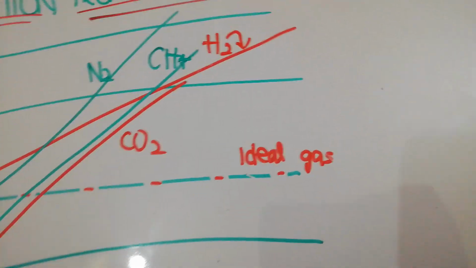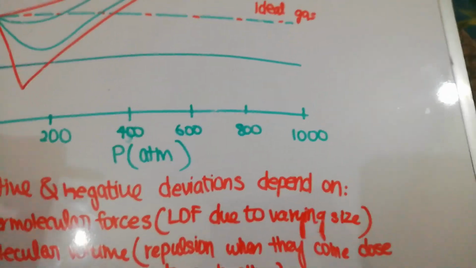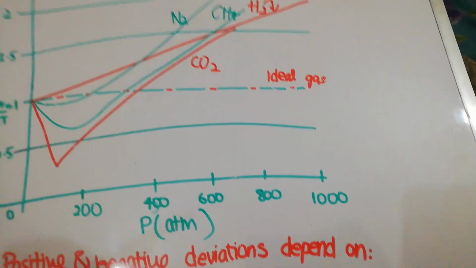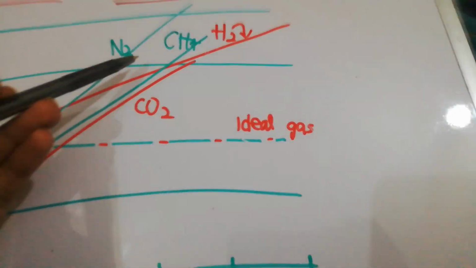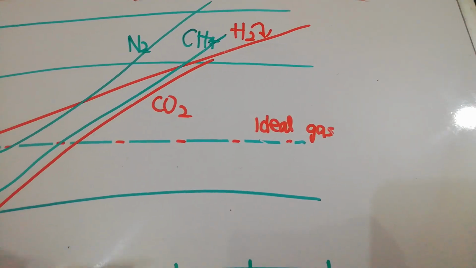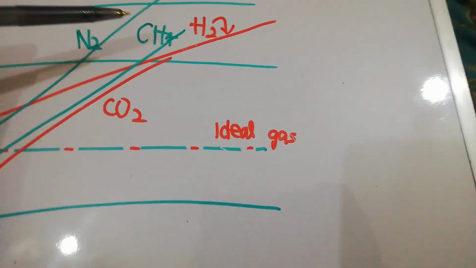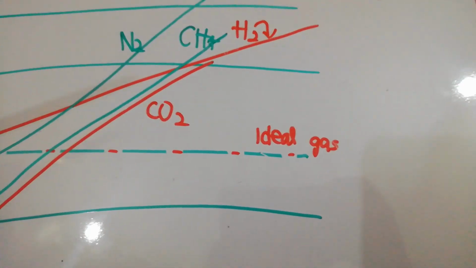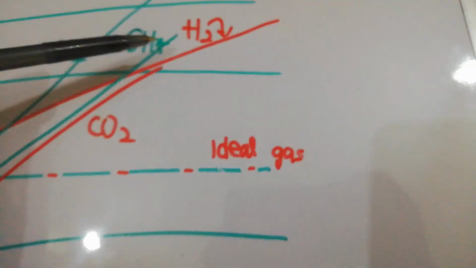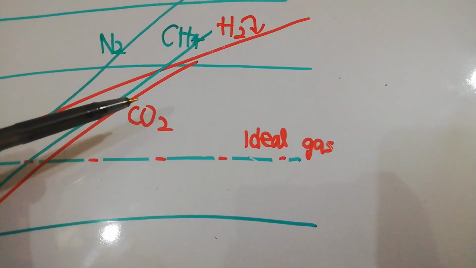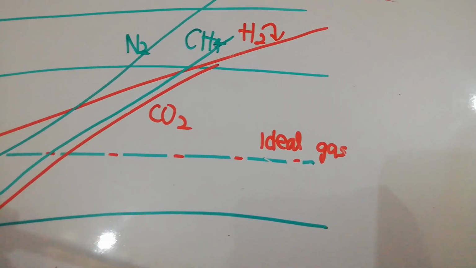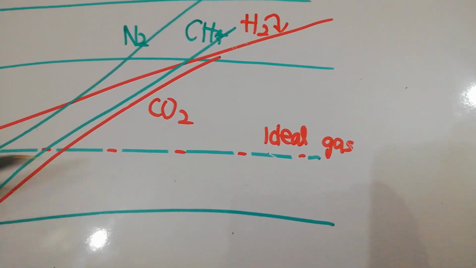So this is the fundamental concept. There are, of course, deeper things regarding the different behavior, but this is just the reason that is presented to you on why there's going to be positive and negative deviation from ideal behavior.